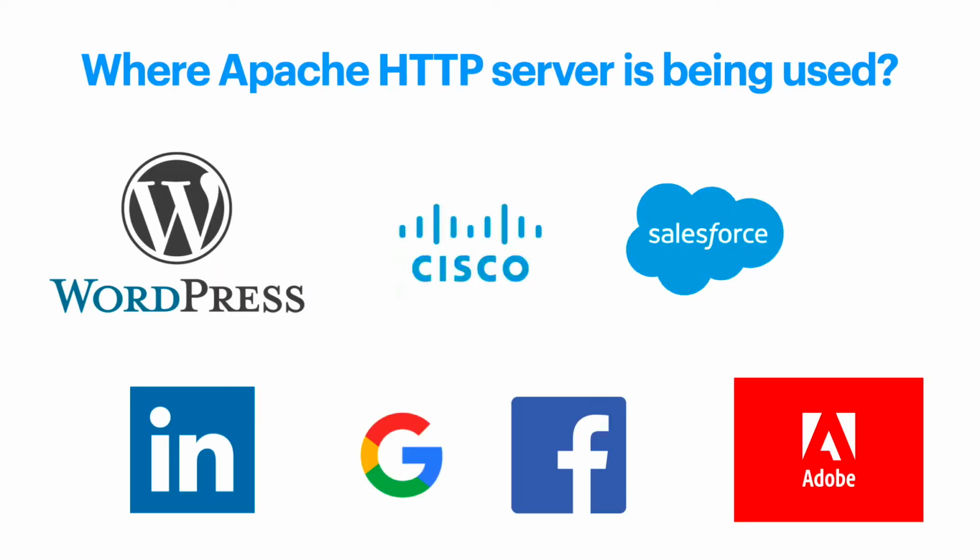Alright, so we understood what Apache HTTP server is. Where is Apache HTTP server being used? There are many applications like WordPress, for example, that run Apache HTTP server as the backend. And many companies you might recognize, like Cisco, Salesforce, LinkedIn, Google, Facebook, and Adobe, are also known to use Apache HTTP server in one way or another.